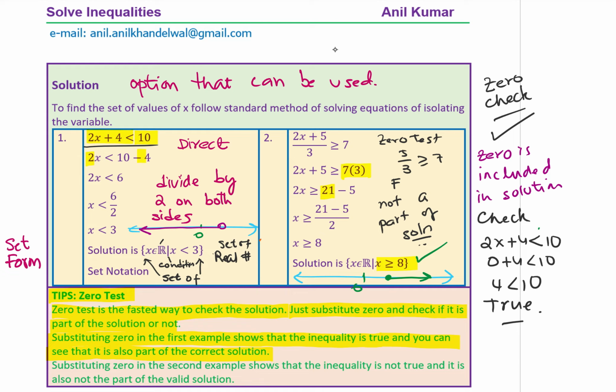That should be correct, right? So it is a part of solution. We know 0 is less than 3, so it will be a part of solution. Perfect. Substituting 0 in the second example shows that the inequality is not true, and it is also not the part of the solution. Therefore, the solution is correct. So I hope the zero test is absolutely clear.